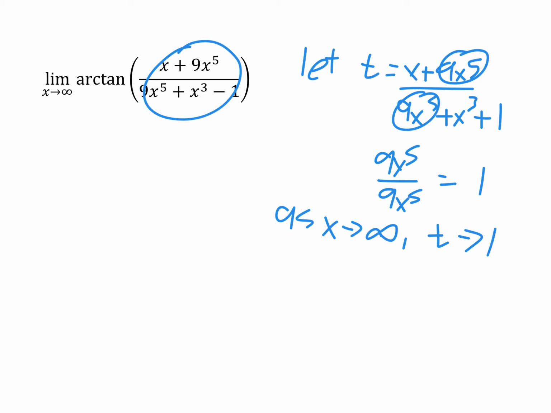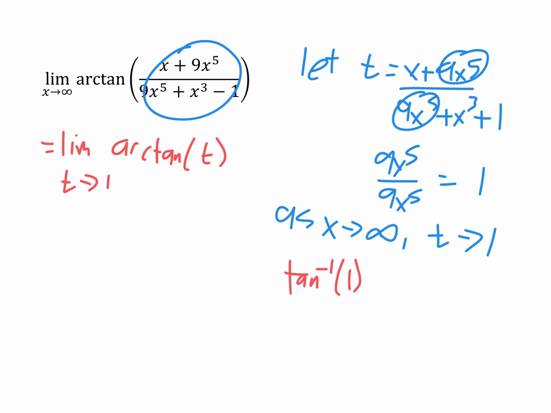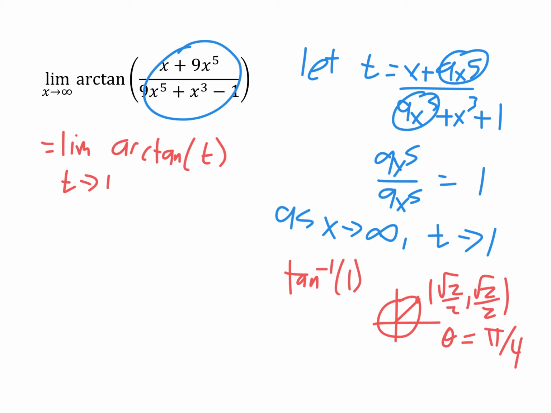Well, that's kind of strange. If we go back to our limit, we have the limit as t approaches 1 of arctan of t. What is arctan of 1? Well, again, it's tan inverse, it's the opposite. It's asking yourself, what angle on the unit circle would you need to get 1 from the tan value? And the answer would be at root 2 over 2, root 2 over 2, tan would equal 1. And that's going to happen when theta is pi over 4. So the answer here is pi over 4.